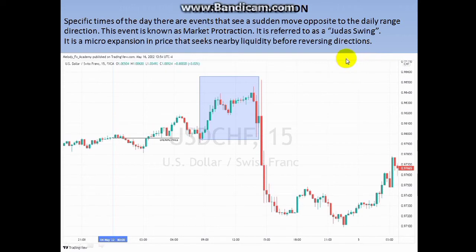Okay, this event is known as market protraction. It is referred to as a Judas swing. It is a micro expansion in price that seeks nearby liquidity before reversing direction. Okay, so now this is our opening price.